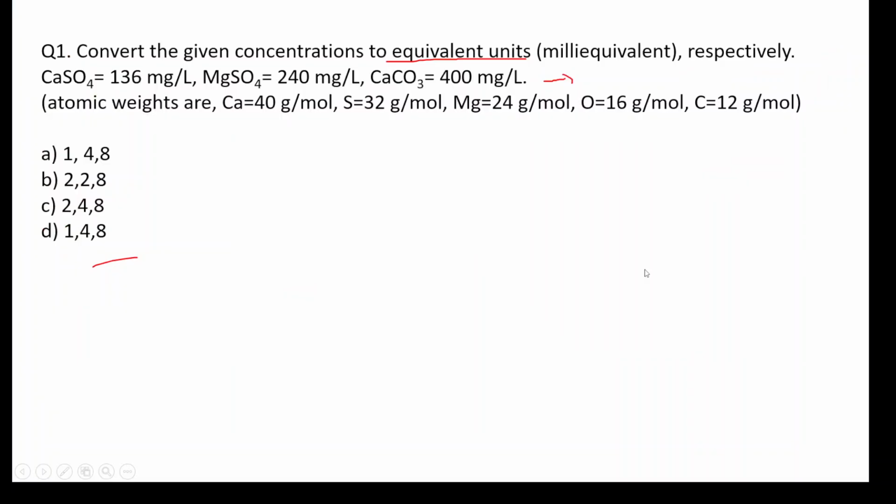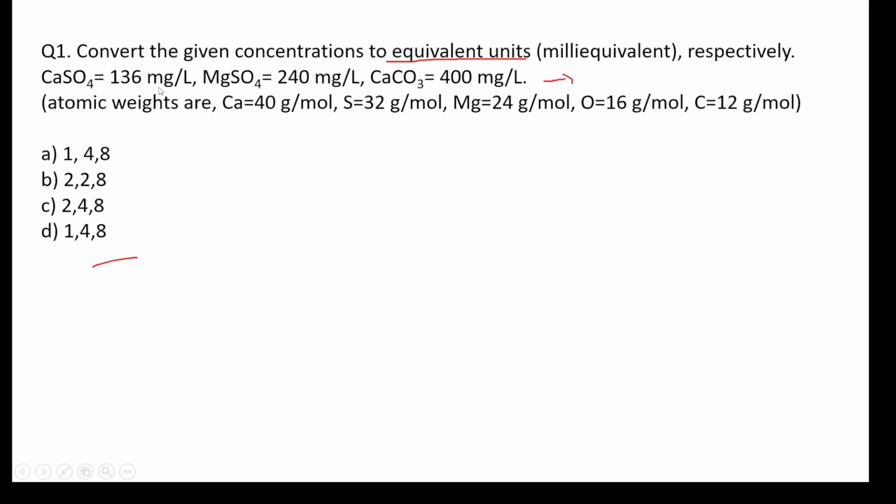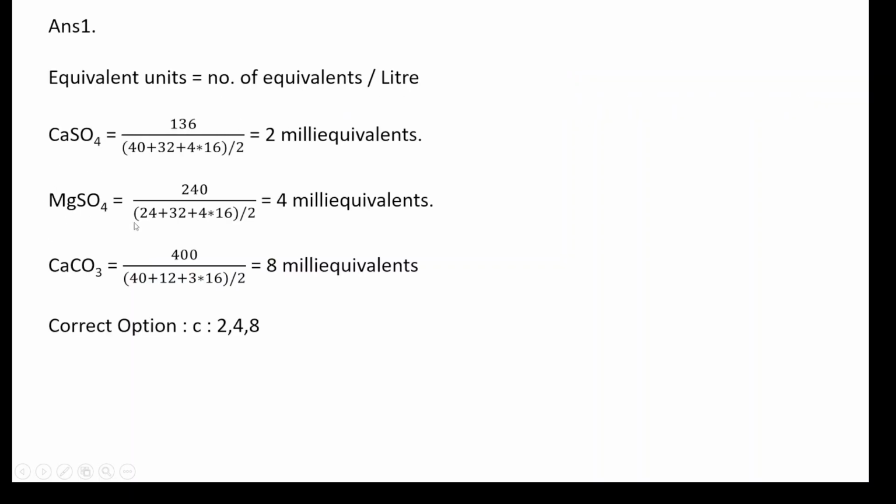Okay, we'll see the answers now. So we know that CaSO4 was 136 milligram per liter, so that goes into the numerator. For CaSO4, we know that the molar mass of calcium is 40, for sulfur it is 32, and 4 into 16 for oxygen. And this whole thing will be divided by 2.